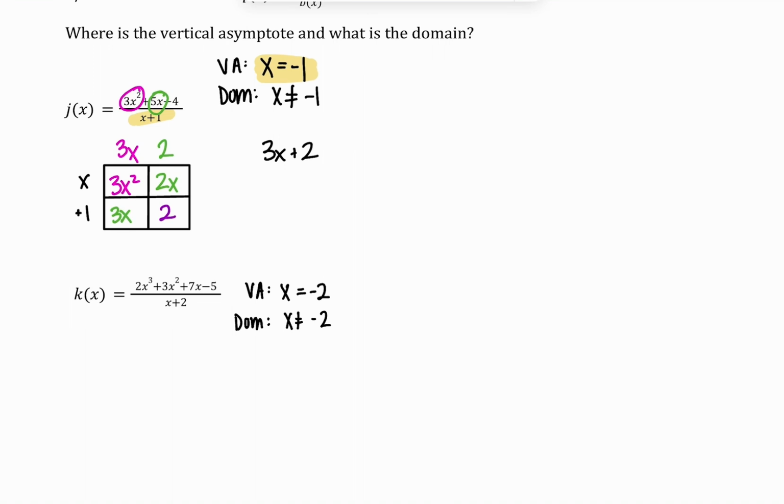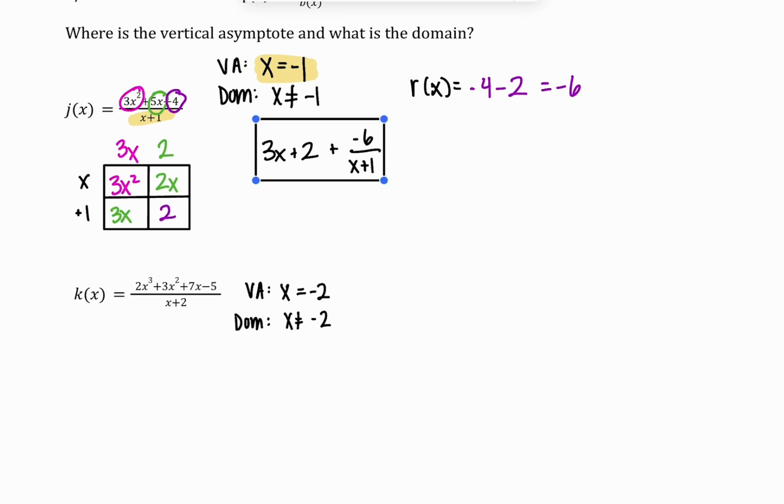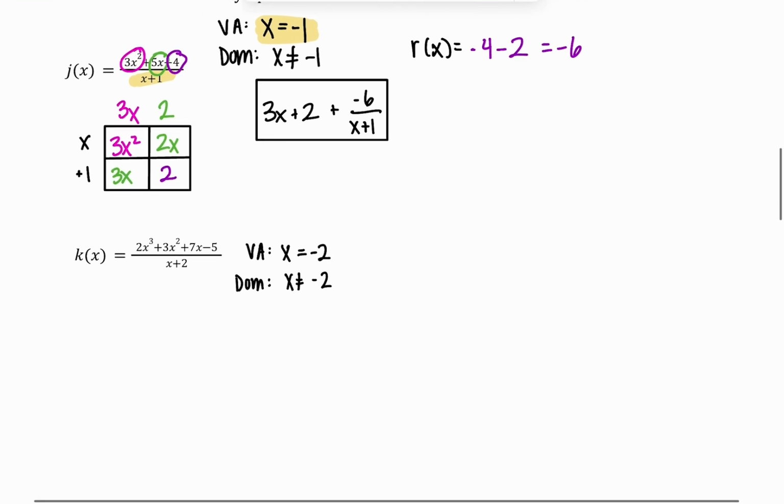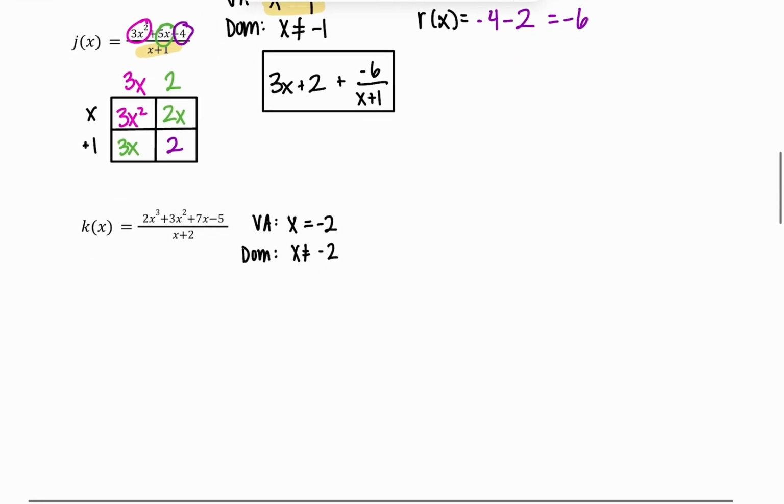answer. And then to find the remainder, we're going to do what it should have been. So -4 minus what it was, which was -2. And that is a -6. So that's the remainder, -6. And then we're going to divide that by what we originally divided by, which is x plus 1. And that's our answer with our vertical asymptote and domain.